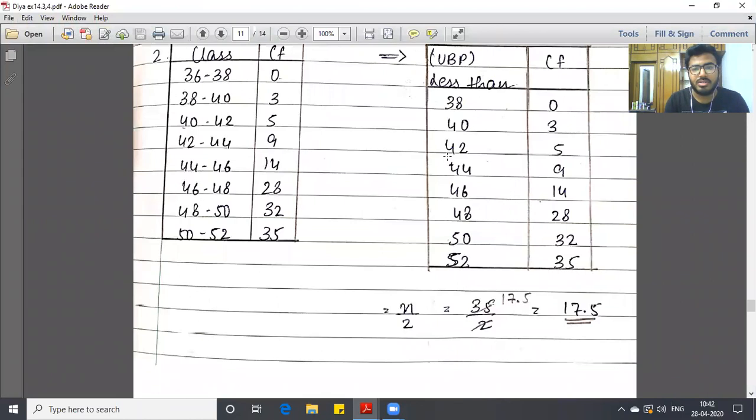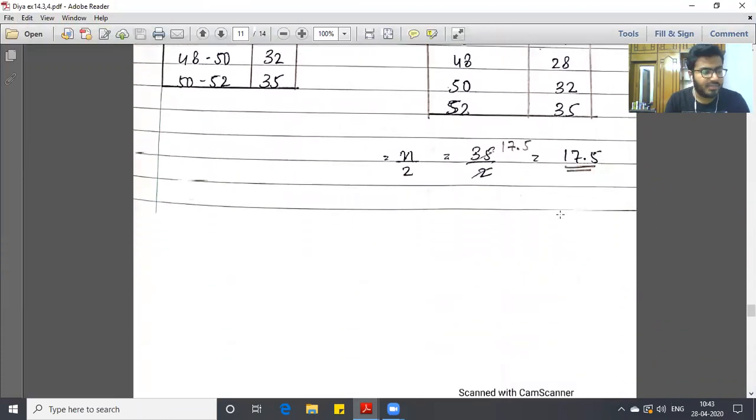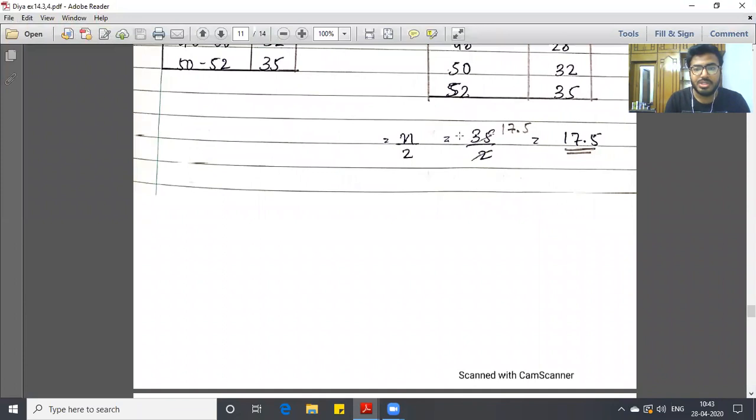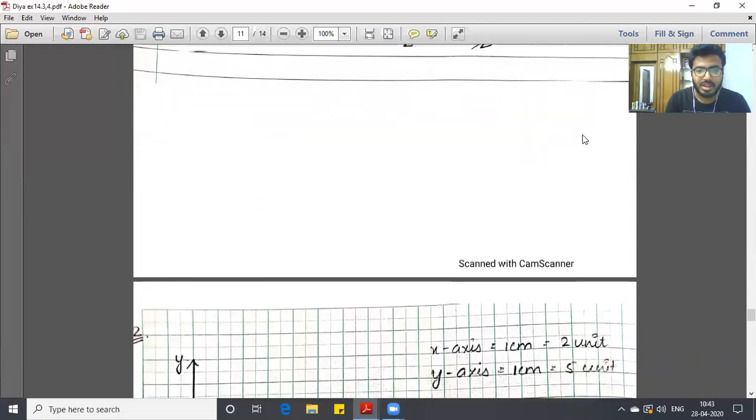Just look at the less than type. The upper boundary limits are there, 38, 40 and all that are given, and the CF is given. Now see, the n value is 35, so n by 2, 35 upon 2, is what? 17.5.